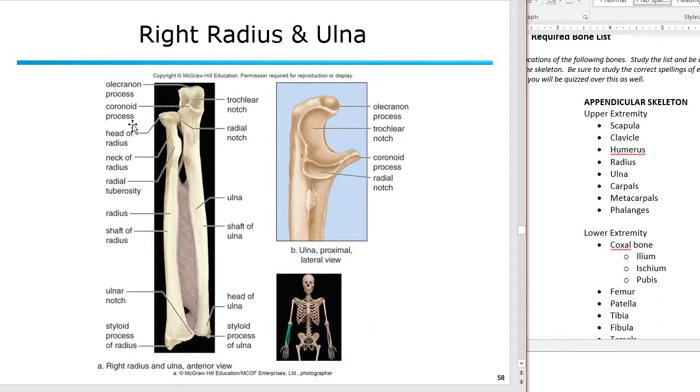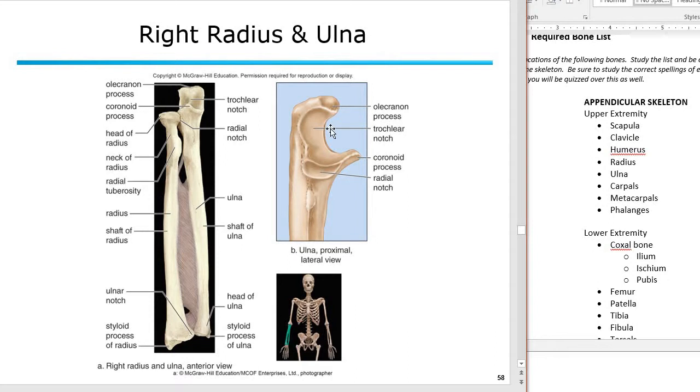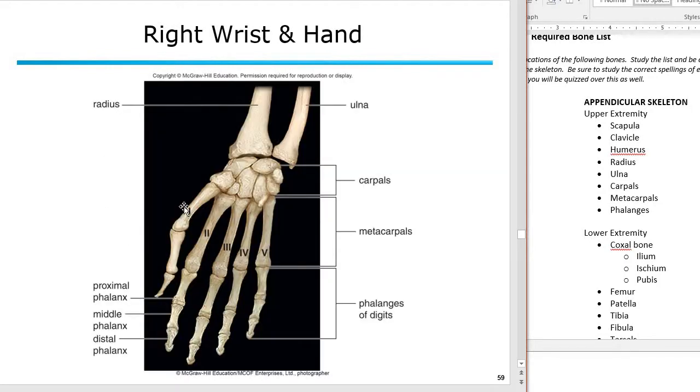And you can see all the different features here. We have a couple of processes, a tuberosity, the styloid process, all these different parts here. You can see how the ulna wraps around the humerus, right where the trochlea is. Here's the trochlea, and here's the trochlear notch that forms around the trochlea, and that allows for the movement of our elbow.